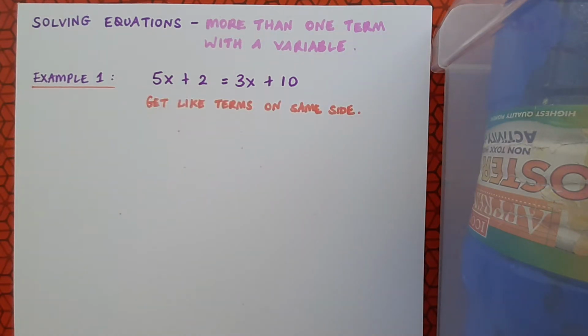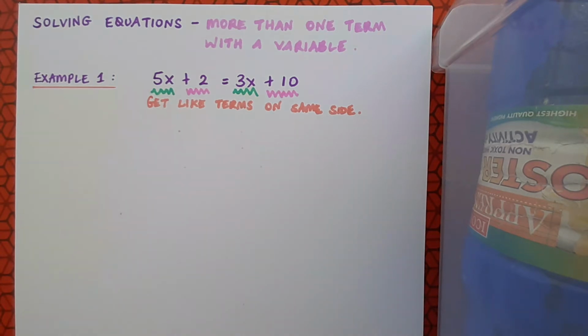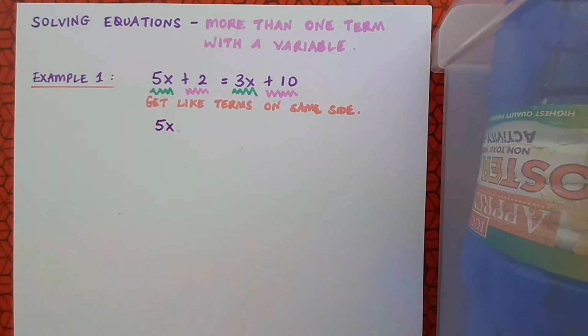So let's just note our like terms in this example. We've got our x terms, 5x and 3x, and we've got our constants, 2 and 10. Now I'm going to put the terms with the variables on the left-hand side and the terms with the constants on the right-hand side. So let's look at the left first of all. What's going to stay on the left? Well, I want the x terms to go on the left, so 5x is already there, so it can stay put.